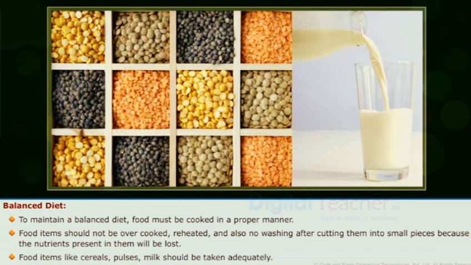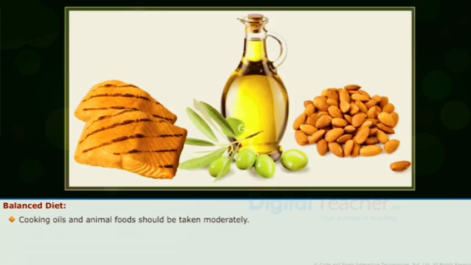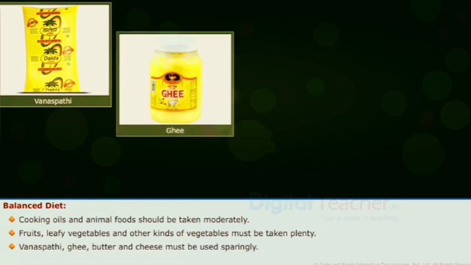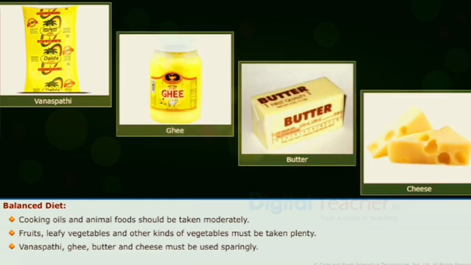Food items like cereals, pulses, milk should be taken adequately. Cooking oils and animal foods should be taken moderately. Fruits, leafy vegetables, and other kinds of vegetables must be taken in plenty. Vanaspati, ghee, butter, and cheese must be used sparingly.